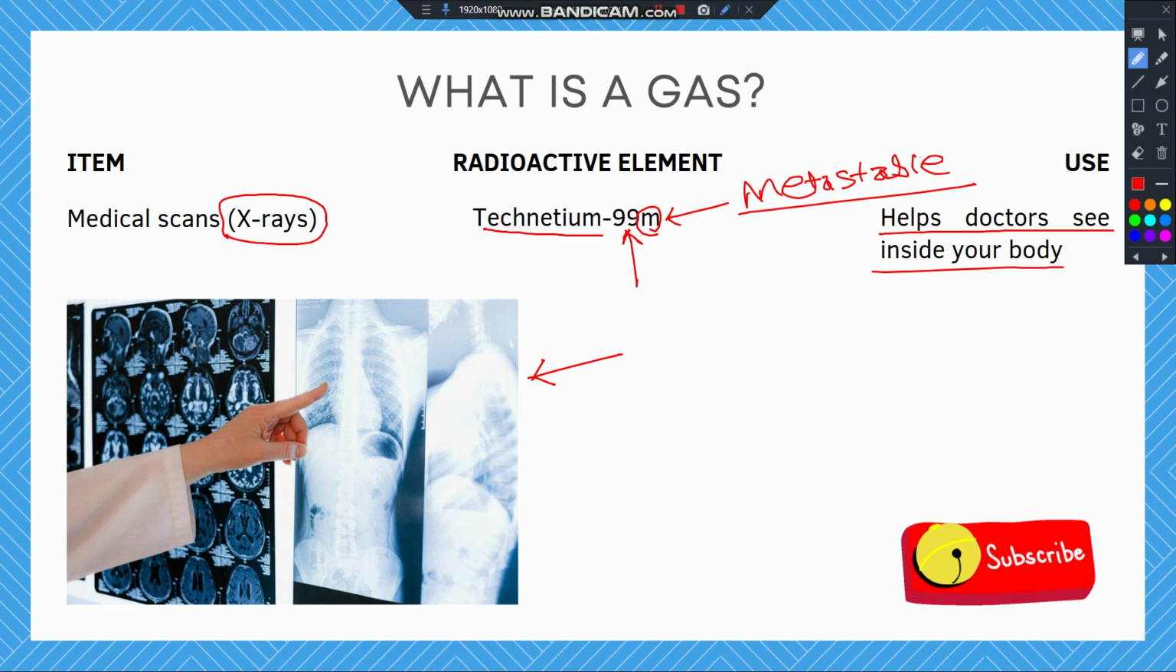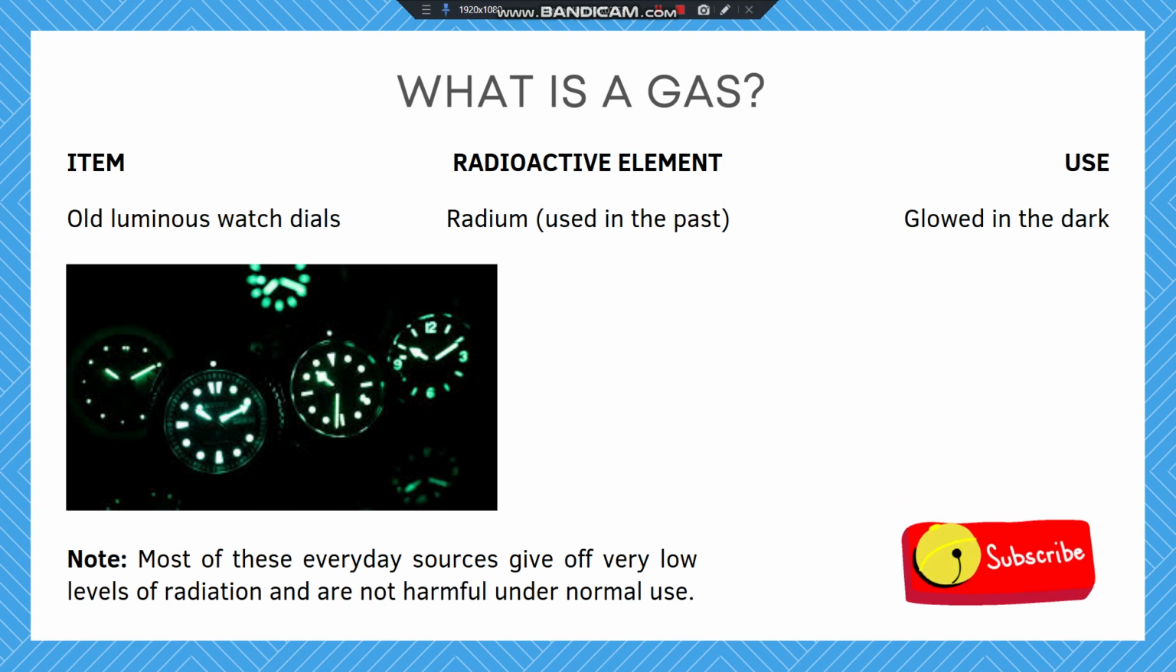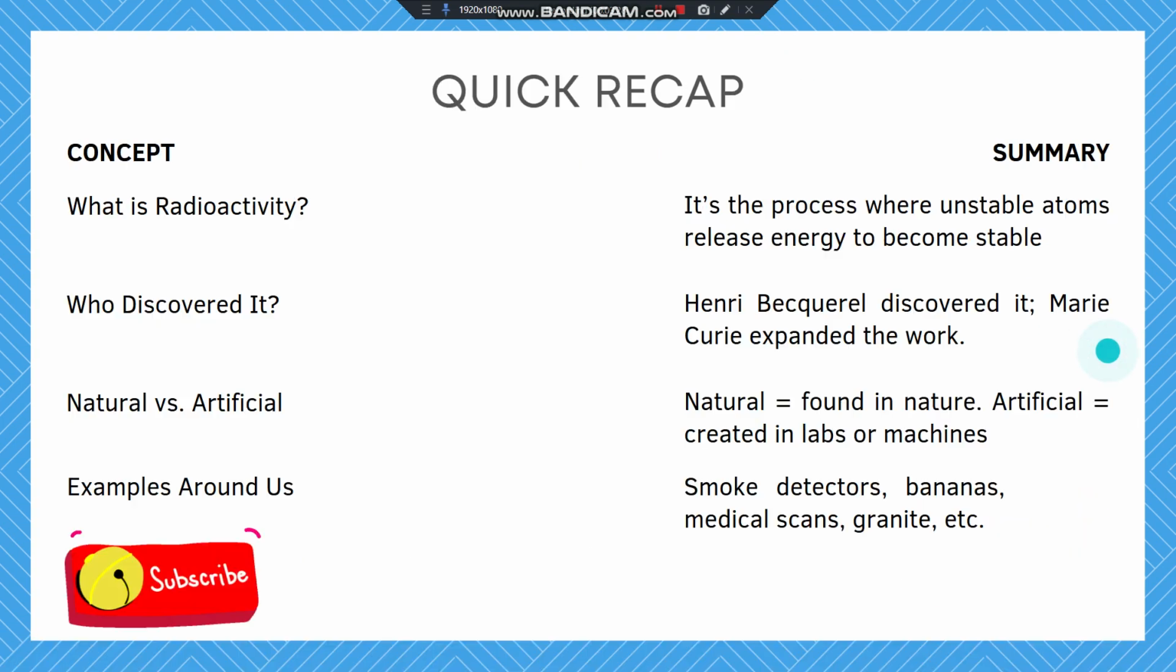All right, so now that we've talked about some of the examples of radioactive elements, the final example that we have is the old luminous watch dials. I'm sure you must have come across some watch dials that shine in the dark. The element that makes it happen is called radium, and it was used in the past, no longer so much in vogue in today's world. Its use was that it glowed in the dark. Now, I want you to note that most of these elements that we mentioned give off very low levels of radiation and they are not harmful under normal circumstances. So I don't want you to be scared about using any of these things.